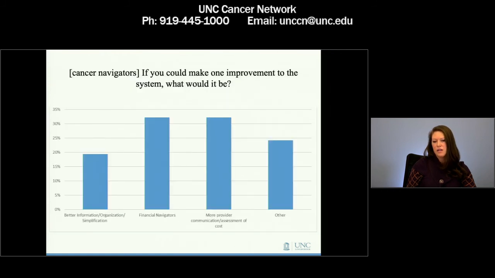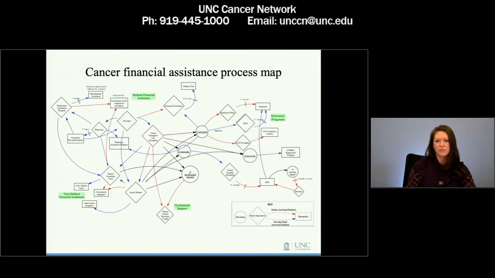One of the things that we've done in recent years is ask cancer care navigators, so these are clinical navigators in our oncology practices, if they could make one improvement to the system related to the financial aspect of care, what would it be? And the two most common reported improvements that this group suggested is using financial navigators as a part of the multidisciplinary care experience for all cancer patients, as well as having more provider communication and assessment of financial risk. So I think that that underscores the importance of intervening meaningfully.